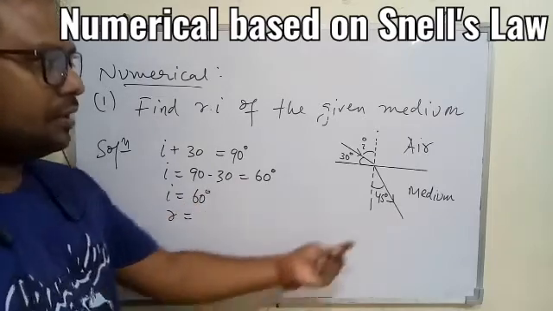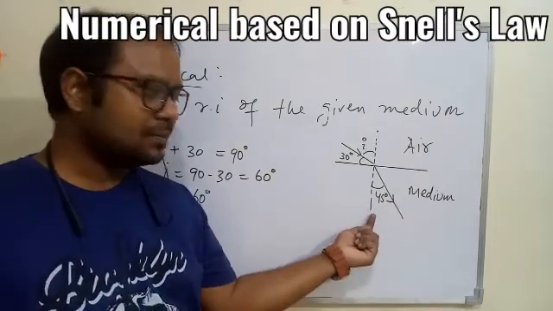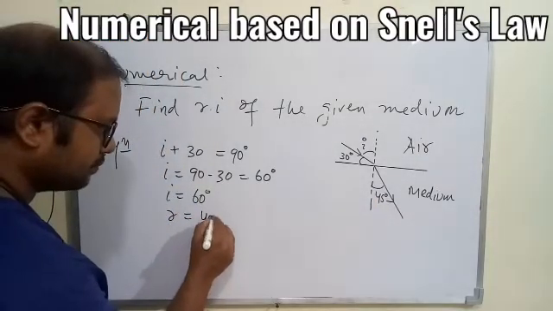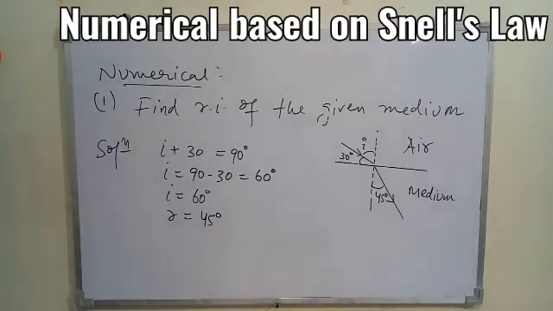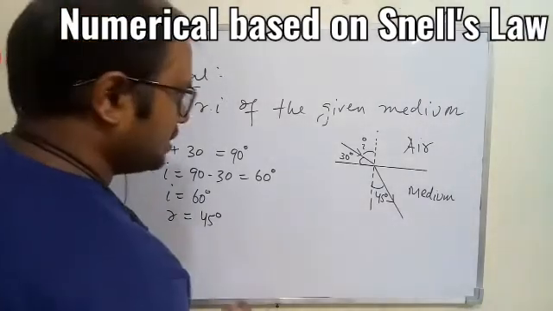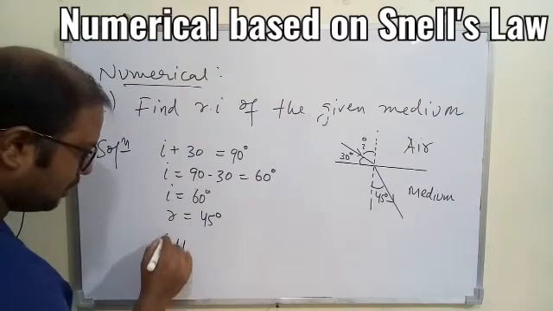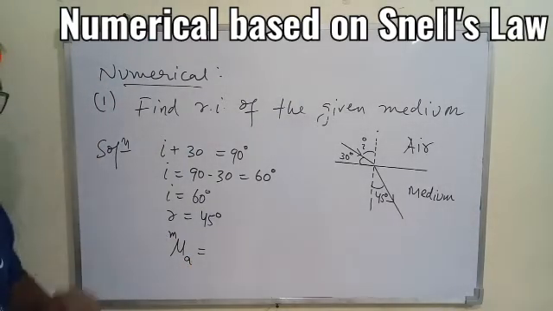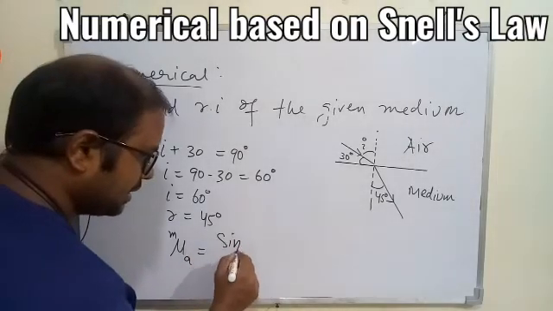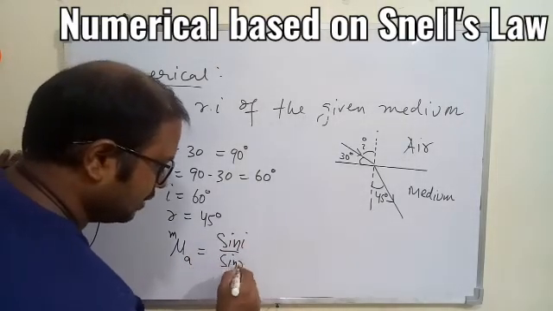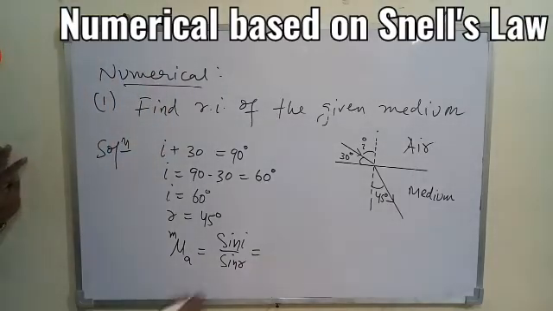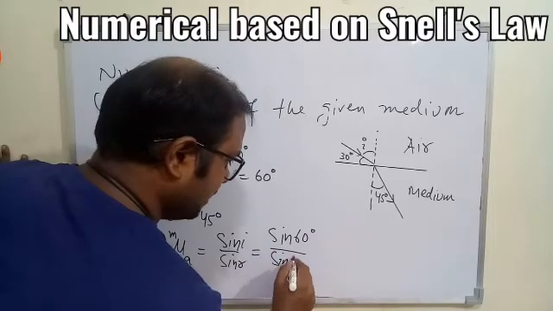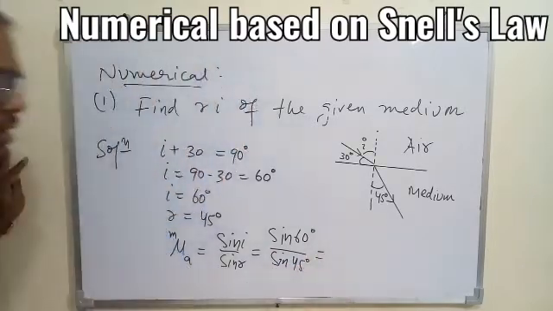The angle of refraction is already given here. This ray is making a 45 degree angle with the normal only, so this is nothing but R. Now based on this we have to find the refractive index. So we can say the refractive index of the given medium with respect to air, M for medium with respect to air, will be nothing but sine I upon sine R. How much is I? 60 degrees. So that is sine 60 degrees upon sine 45 degrees.